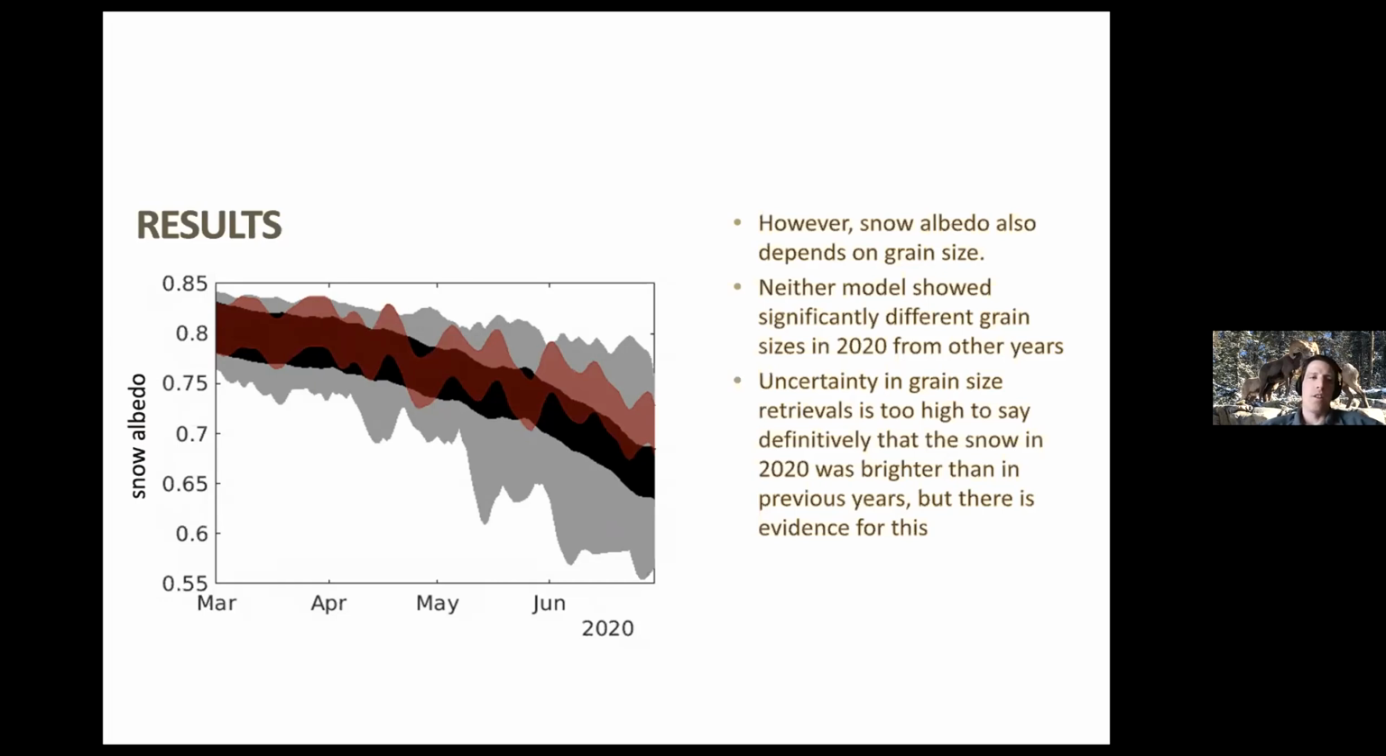So for instance, this is with the first model. You can see that right at the end of June, towards July, that red curve no longer intersects the black. And what you're looking for is that red curve to be above the black to be able to say definitively that it was brighter in 2020.